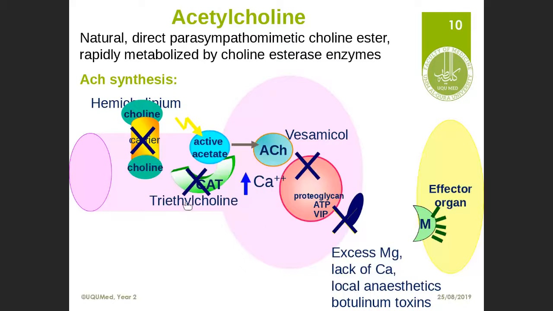The second inhibitor is triethylcholine. It is a type of drug or molecule which inhibits the enzyme choline acetyl transferase, CAT. C for choline, A for acetyl, T for transferase. This enzyme makes a complex with active acetate and choline to produce acetylcholine. If it is blocked or inhibited by drug molecules like triethylcholine, then choline is here, active acetate is there, but the enzyme cannot make a complex with these two, and there is no acetylcholine synthesis. Is it clear now, Miss Maha?